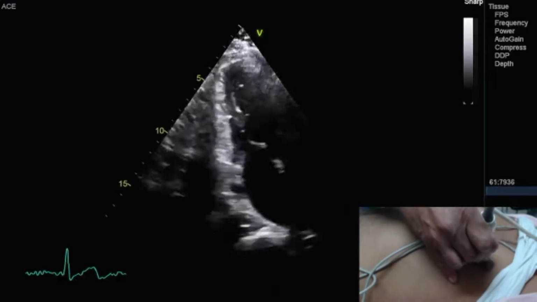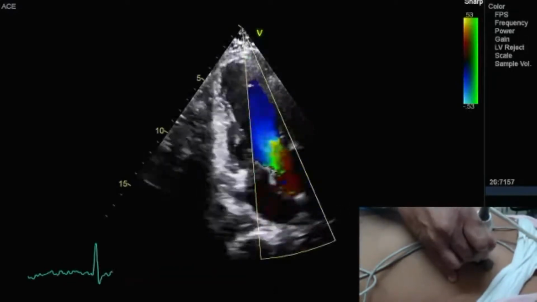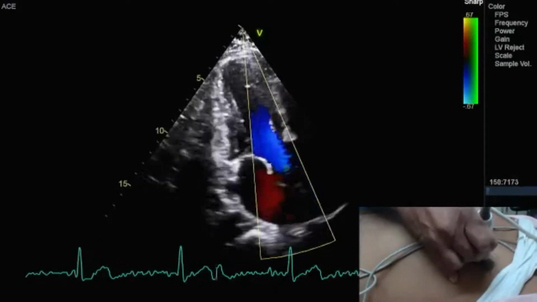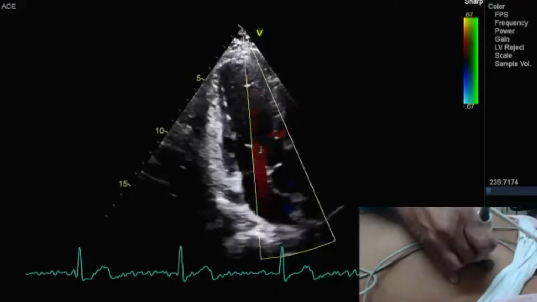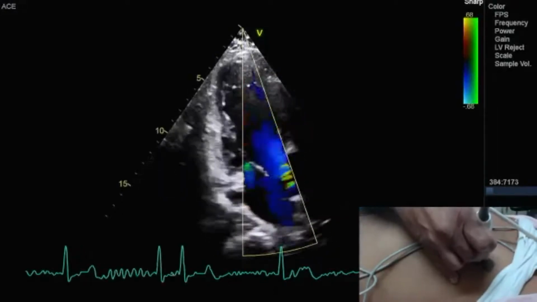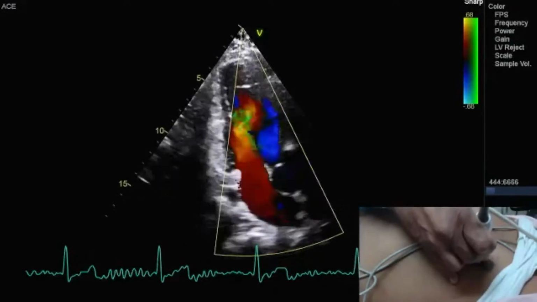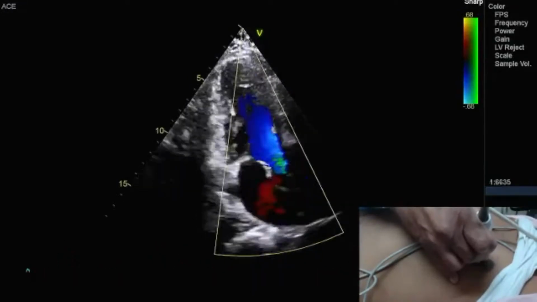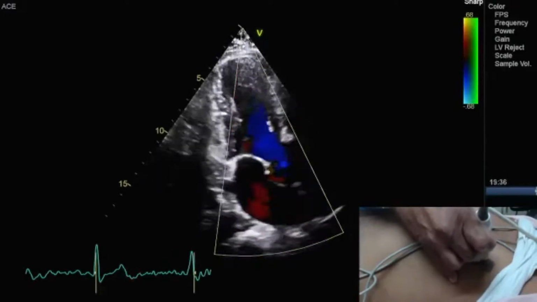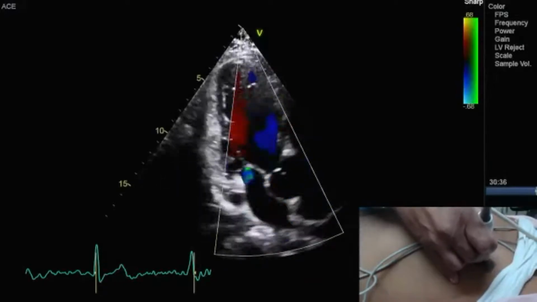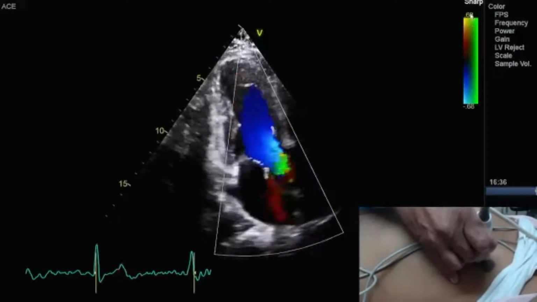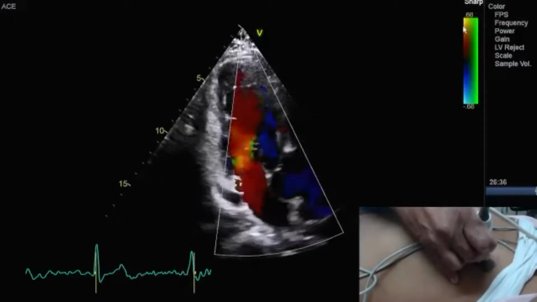Now look at this aliasing. I'm going to make this aliasing disappear completely. Just wait. Now look, your aliasing is gone. It's not there in the mitral valve, not there in the aortic valve. How did it happen? A very small aliasing is there as compared to the previous aliasing. How did it disappear? Because I changed the scale from 53 to 63 over here.